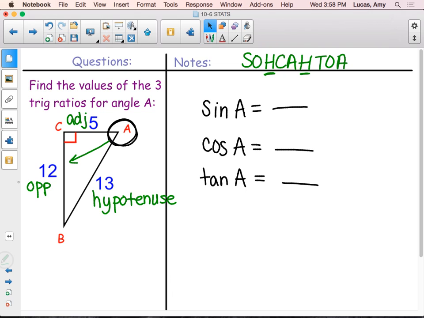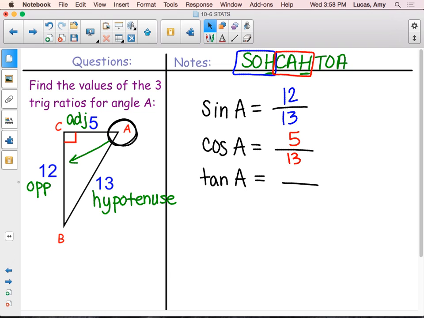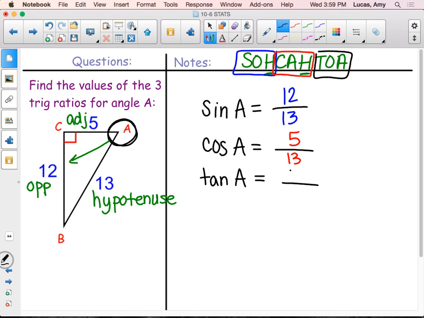So now we can work with our ratios over here. SOHCAHTOA, sine is opposite over hypotenuse. Opposite is 12, hypotenuse is 13. So the sine of angle A is 12/13. My next ratio, cosine, is adjacent over hypotenuse. Adjacent is 5, hypotenuse 13. 5/13. And last but not least, tangent is opposite over adjacent. So 12 is opposite, 5 is adjacent. So there are my three trig ratios for angle A.